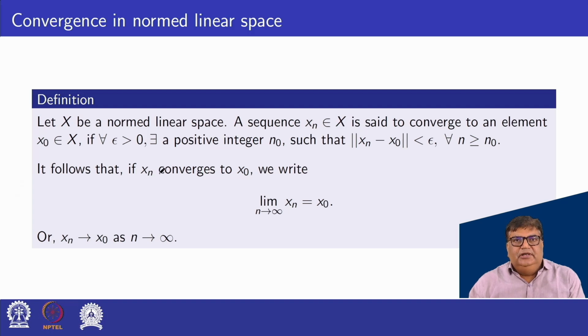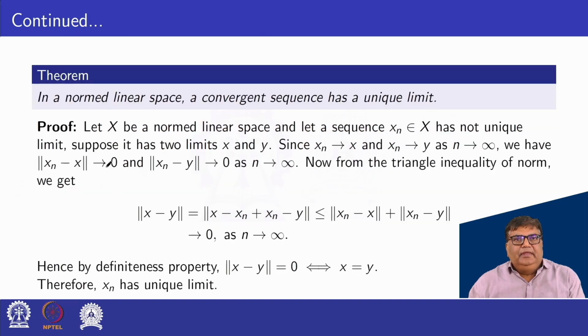Meaning of this: if xn converges to the point x0 belonging to X, then we can write the limit as n tends to infinity of xn equals x0, where x0 and xn are both elements of X. In other words, we can say that xn tends to x0 as n tends to infinity. Theorem: in a normed linear space, a convergent sequence has a unique limit.